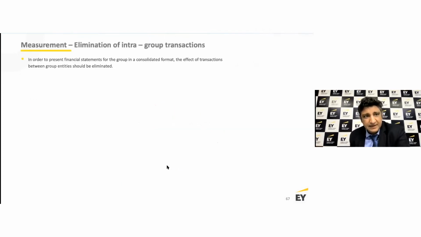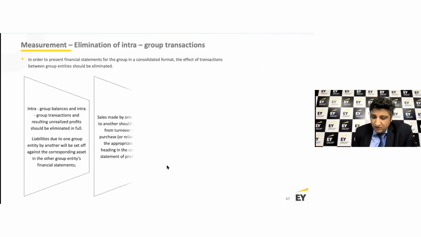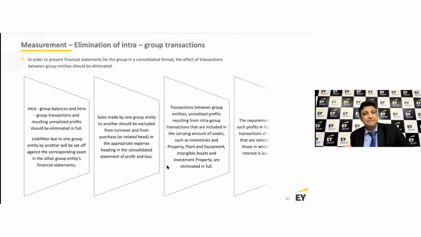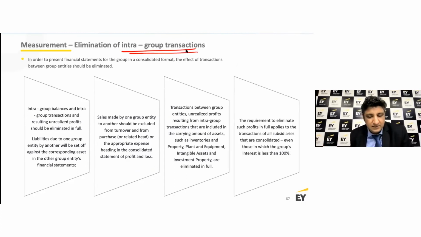This is something, again, we discussed very comfortably. All your intra-group transactions, all your intercompany transactions between the parent and the subsidiary, would be completely eliminated. Any intra-group balances or transactions, also those resulting in unrealized profits, should be eliminated. There could be a liability in one entity versus an asset in another entity. They should all be cancelled. Similarly, sales made by one entity would be the purchases of the other, so they would also be cancelled. This is from the P&L's perspective. And similarly, any unrealized profits.